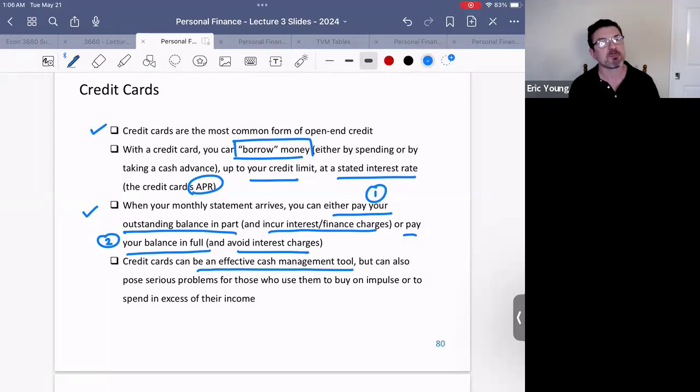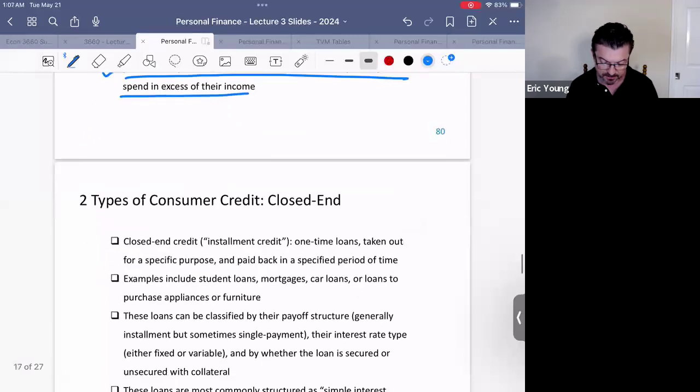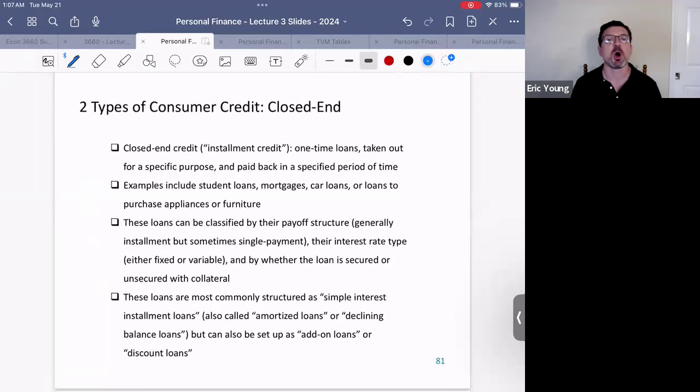But remember, we have to balance costs and benefits. And the reality is, for people who tend to be a bit more impulsive, for people who spend beyond their means, for people who maybe don't have good budgeting or financial discipline, these can be really troubling because it makes it super easy to spend beyond your means. So that was open-ended credit. Now let's talk about closed-ended credit.